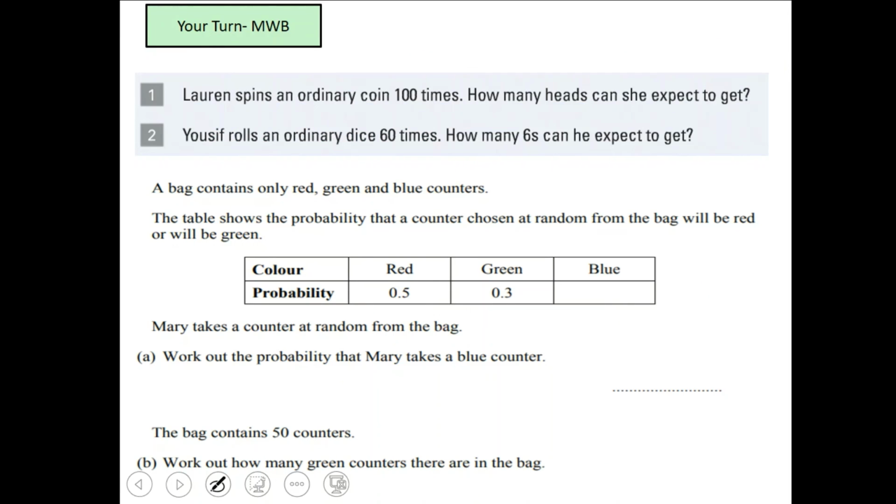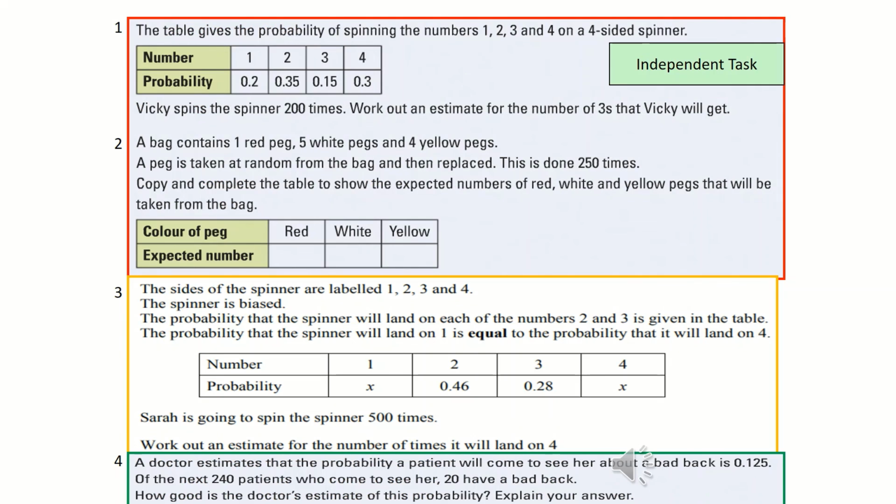Okay, please pause the video and have a go at doing these questions. If you are in set 3 and 4, please have a go at all sections, pick 2 from each section. If you are in set 5, please have a go at only the red and amber questions, pick 2 from each section. And if you want to challenge yourself, have a go at the green section. Please upload your answers to ClassDots.